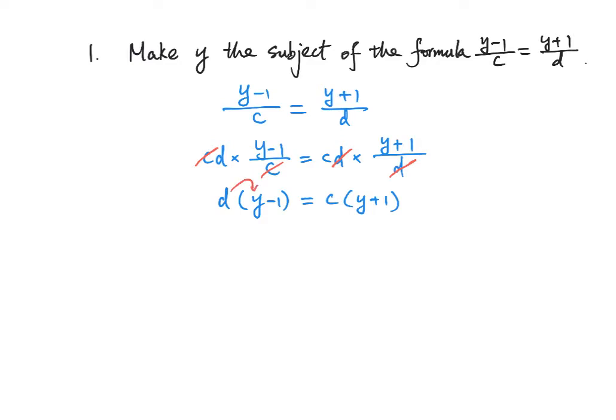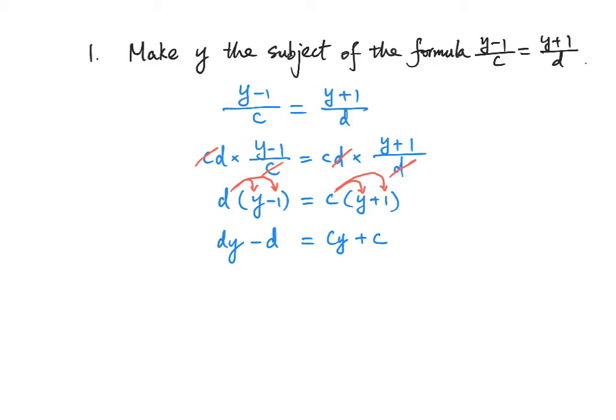d times y gives us dy. d times negative 1 gives us negative d. Equal to the right-hand side, c times y gives us cy. c times positive 1 gives us positive c. Now no more brackets, no more denominators.